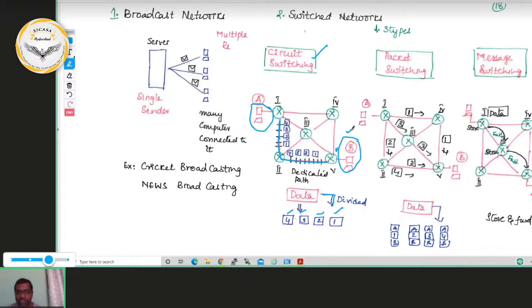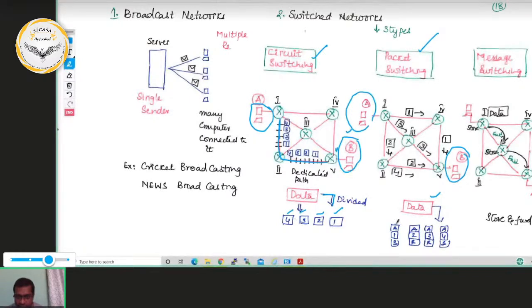Now let us move to packet switching. How will the data be transmitted in packet switching? In packet switching also, we want to transmit the data from A to B. Here, the first step is the same. What is the first step? Data will be divided into certain packets. However, now each packet is affixed with source and destination address.